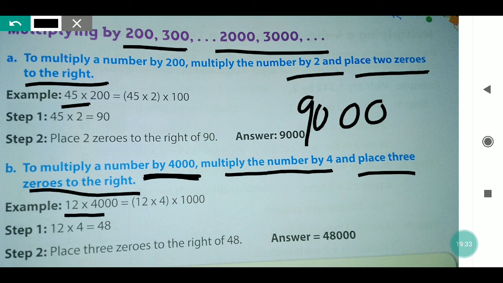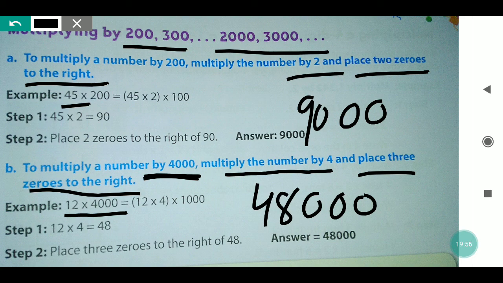Means if we are doing 12 into 4000, then we only have to multiply 12 and 4, my dear. The 3 zeros we just put to the right side. Don't think much, just put the 3 zeros to the right side. Now which numbers do we have to multiply? 12 into 4. 12 fours are 48. So you will write 48 here, then you will get 48,000 as the complete answer.